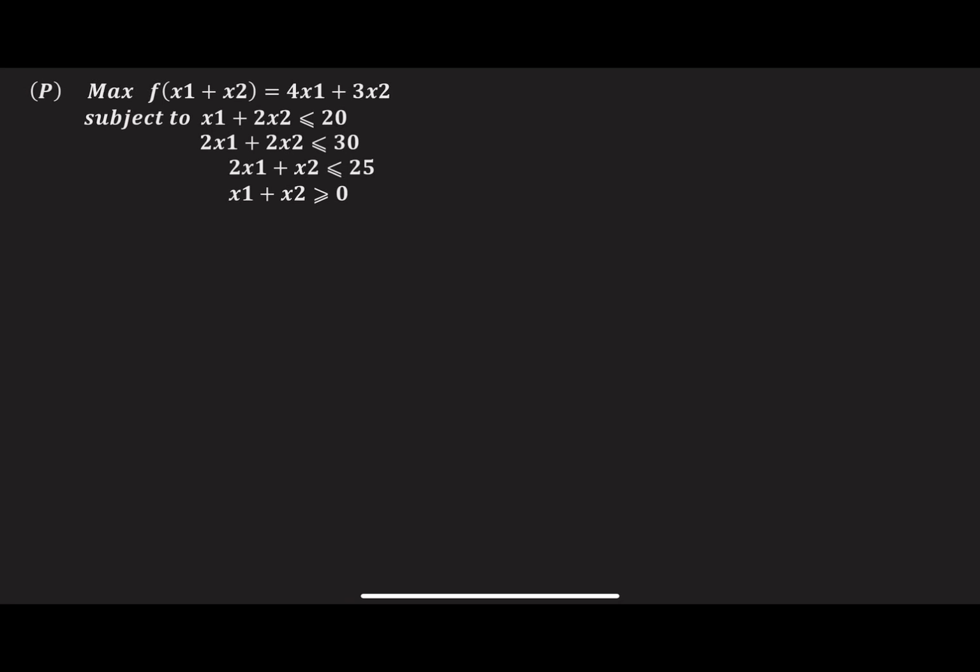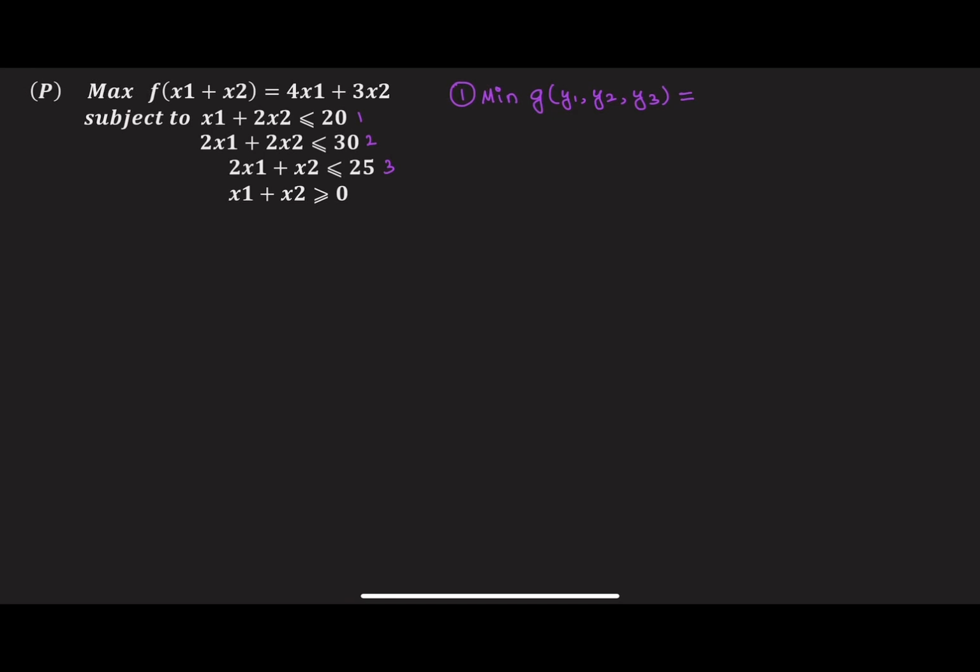So in this canonical form, how many constraints do we have? 1, 2, and 3. So we have 3 constraints. So our dual objective function will have 3 variables. So the first step is the minimization function of the dual form will have 3 variables. So g of y1, y2, and y3.